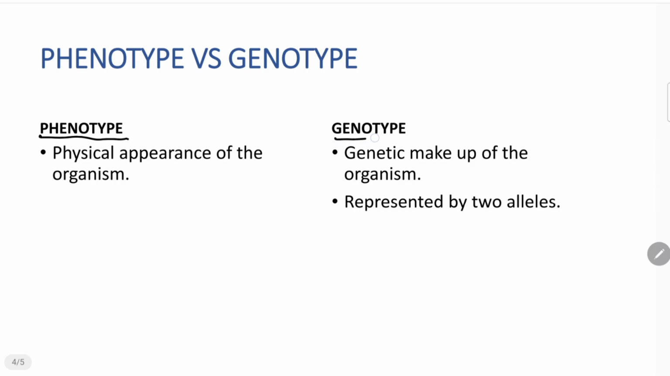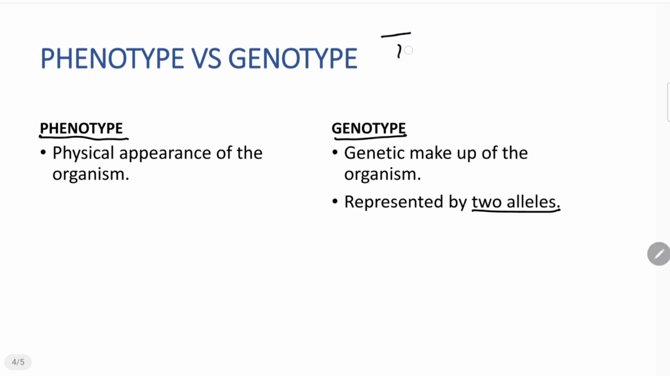But the genotype is the genetic makeup of these organisms. Now, we do not see the genotype. What we do see is the phenotype, but the genotype determines the phenotype, right? So the genotype is the genetic makeup of these organisms. But when we represent this genotype, we're going to use two alleles. So this statement tells us this: each and every characteristic is controlled by two alleles.